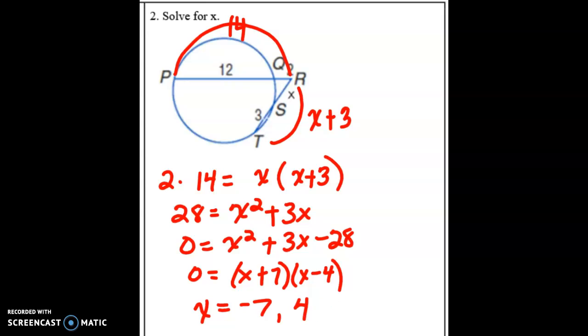Negative 7 would be ridiculous because that would make this segment have a negative length. So your answer is x equals 4. Another short one.